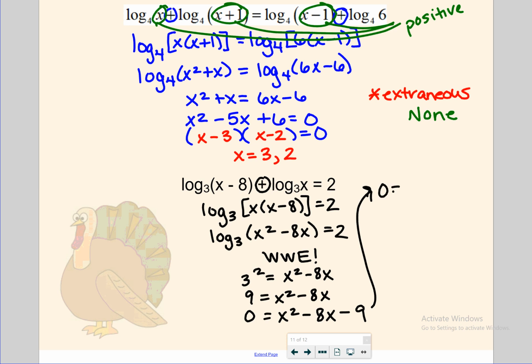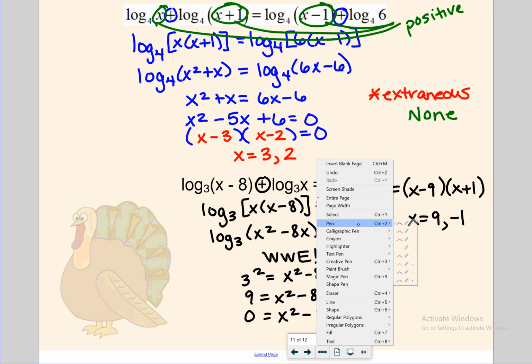What multiplies to negative 9 and adds to negative 8? Negative 9, positive 1. So solutions are positive 9 and negative 1. Okay, now plug both of those back into our logs.